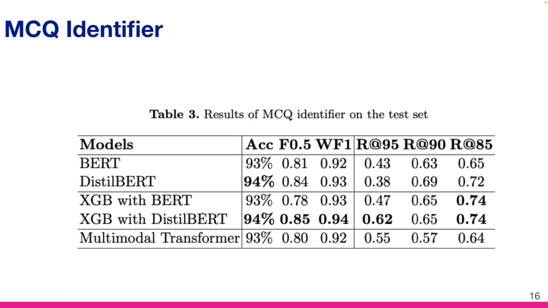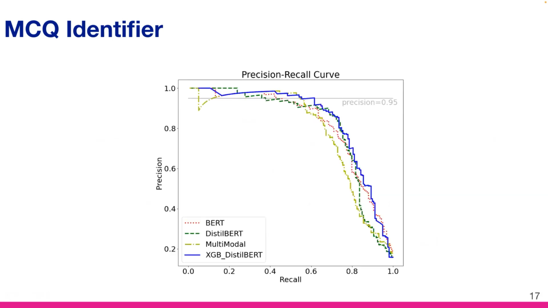We compared the performance in terms of accuracy, F half, and weighted F score 1. So we could find a 0.94 F1 score for the XGBoost and distilled BERT algorithm. And also you can see the precision recall curve here. Obviously our combined method, the blue diagram here, shows better coverage with a 95% precision.